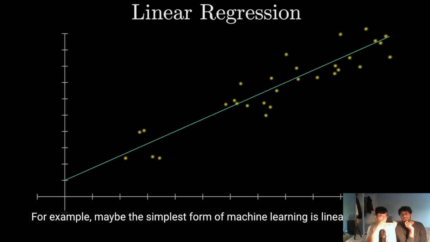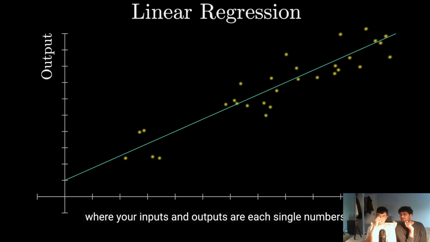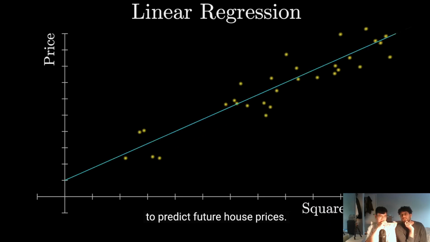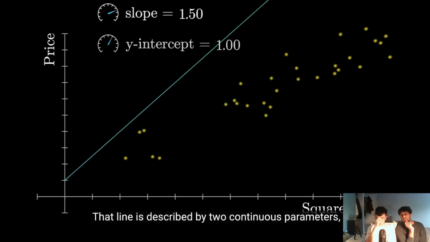Now, maybe the simplest form of machine learning is linear regression, where your inputs and outputs are each single numbers, something like the square footage of a house and its price. What you want is to find the line of best fit through this data, to predict future house prices. That line is described by two continuous parameters, say the slope and the y-intercept.